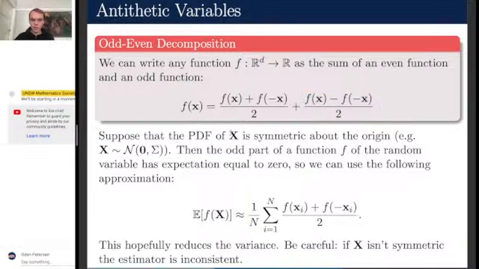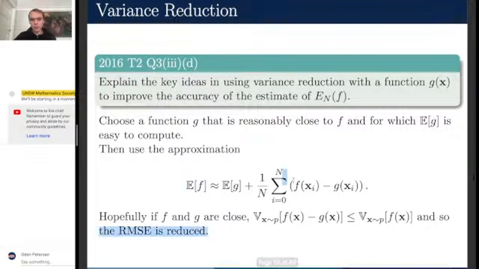Because the distribution of x is symmetric, the expectation of the odd part of the function is always going to be 0, exactly. And so because of this, we can think about this as approximating f by its odd part, and then applying the same sort of technique that we had before is one way to look at it.